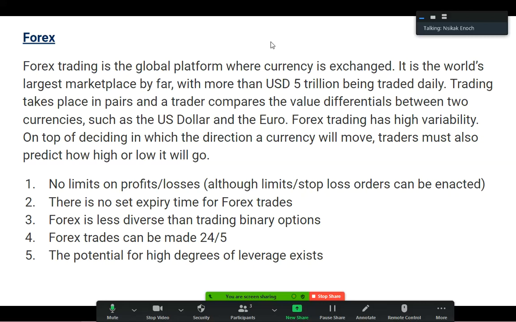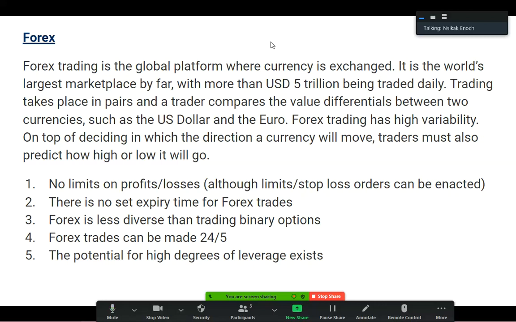Then in forex, there's no limit on profit or loss, although a limit or stop loss order can be enacted. That means you are the one who can do that by yourself. There's no set expiry time for a forex trade, but in binary options there are expiry times. So forex is less diverse than trading binary options.